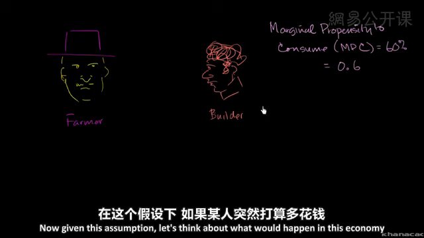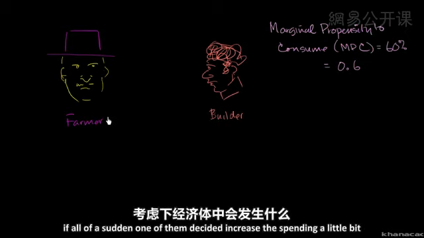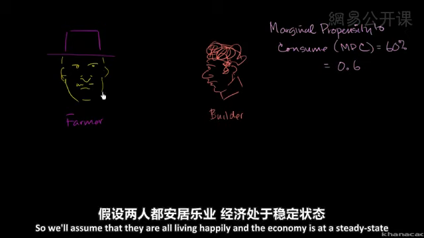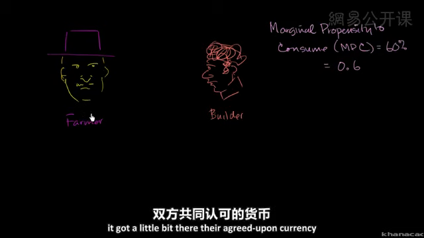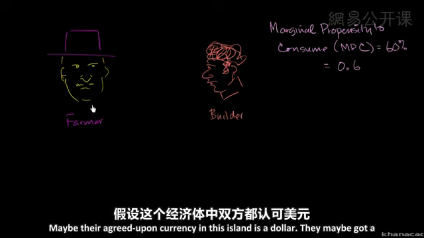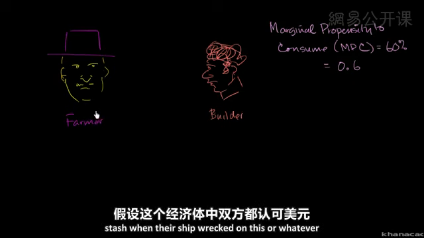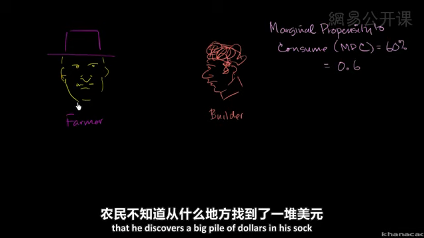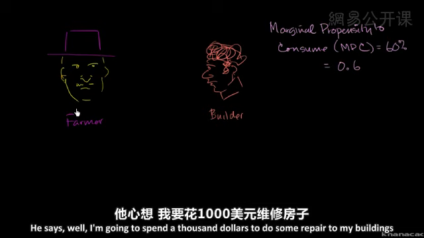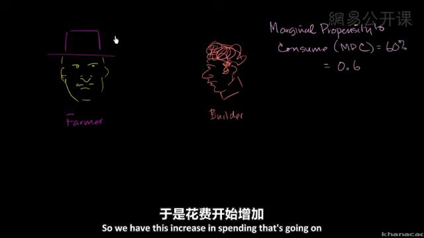Now, given this assumption, let's think about what would happen in this economy if all of a sudden one of them decided to increase their spending a little bit. So we'll assume that they were all living happily and the economy was at a steady state. And let's say the farmer discovers a sock in a drawer that he didn't realize was there, and it's got a little bit of their agreed upon currency. Maybe the agreed upon currency on this island is the dollar. They've maybe got a stash from when they were shipwrecked or whatever. The farmer discovers a big pile of dollars in his sock, and he says, well, I'm going to spend $1,000 on it. I need to do some repairs to my buildings. So we have this kind of increase in spending that's going on.